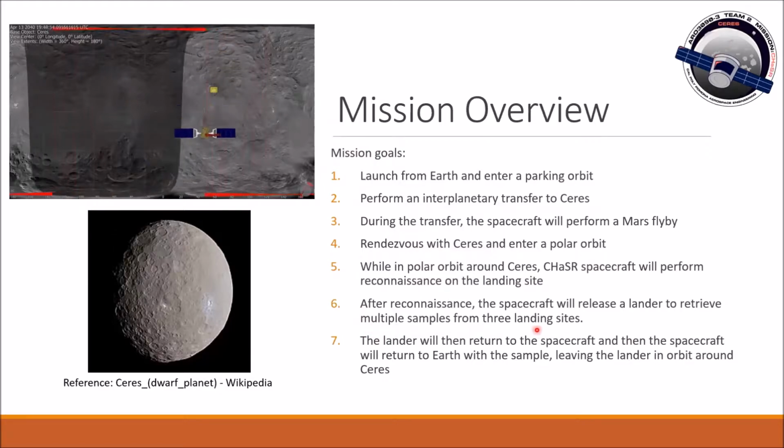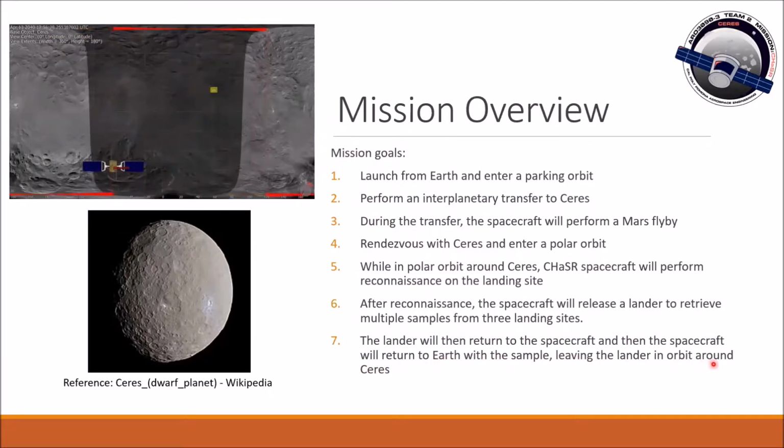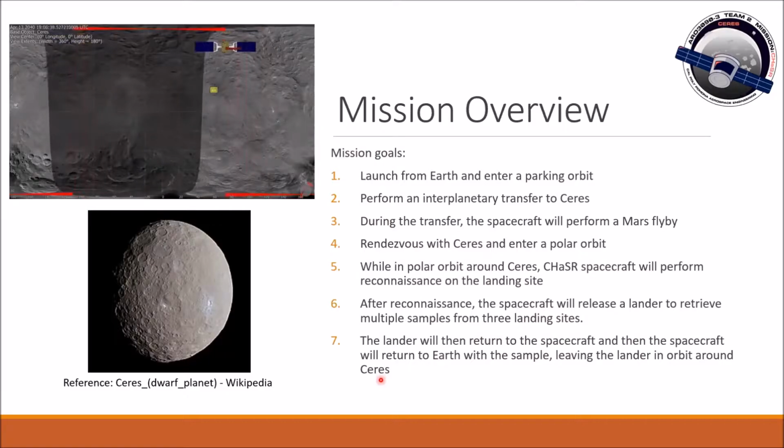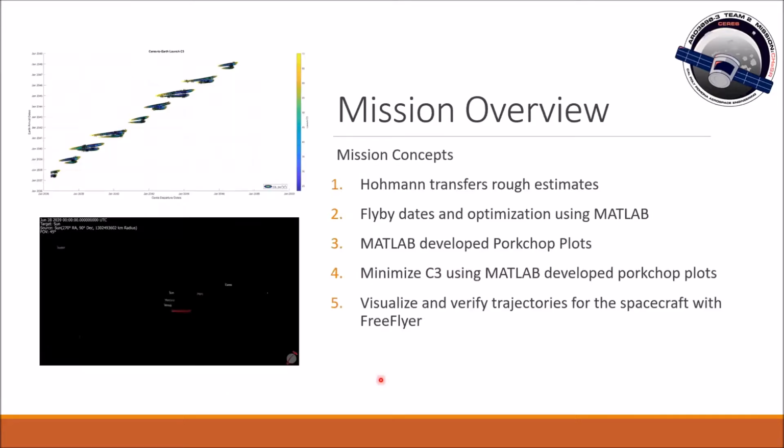After reconnaissance, the spacecraft will receive a lander to retrieve multiple samples from 3 landing sites. After the samples are retrieved, the lander will return to the spacecraft, and then the spacecraft will return to Earth with the sample, leaving the lander in orbit around Ceres.